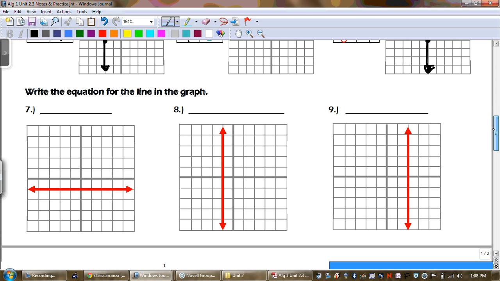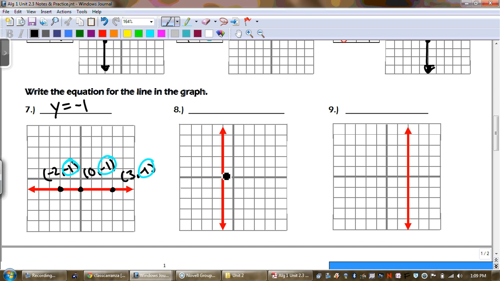Now, this next part says to write the equation for the line in the graph. So now we're working backwards. They've already given us the line, but what's the equation? So the best way to start off with this is just kind of pick 3 points on here. They can be anywhere. And then tell me what they are. Well, that's negative 2, negative 1. 0, negative 1. That's 3, negative 1. And then if you look closely, what's all the same? y is all the same. And y equals negative 1.